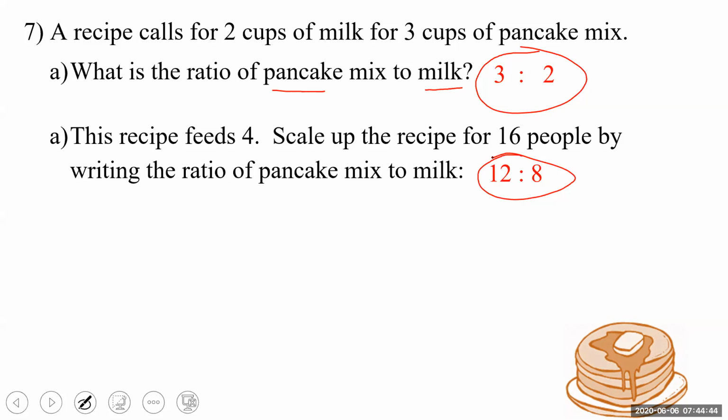And that is scaling up. Is that okay? So this feeds 4 people. So if you want to scale it up to feed 16 people, you just multiply that by 4. And that gives you the ratio. All right. So even in cooking, you realize that ratios are very, very significant.